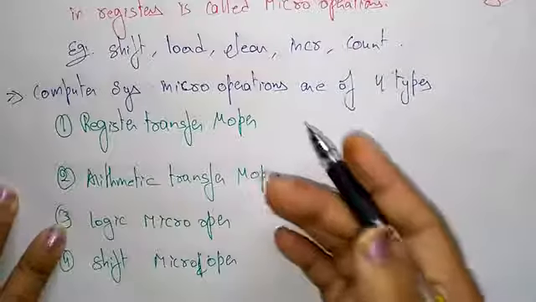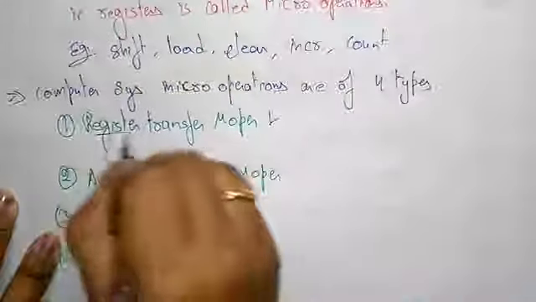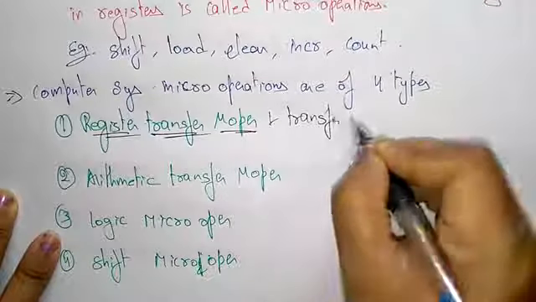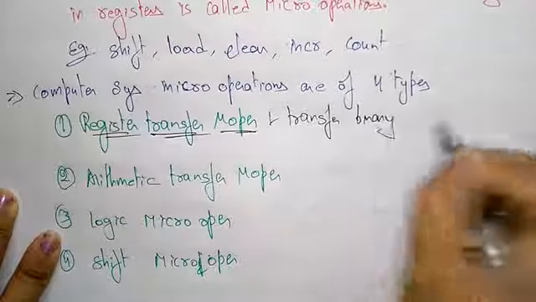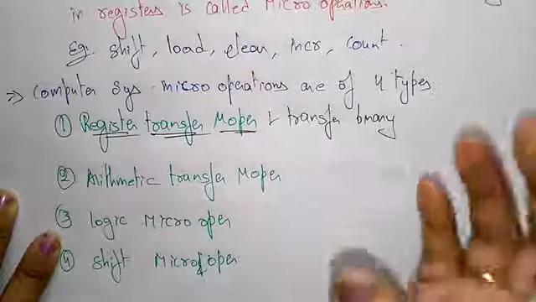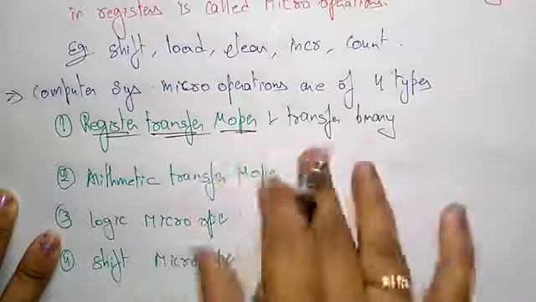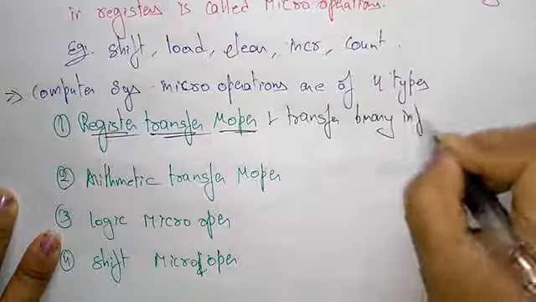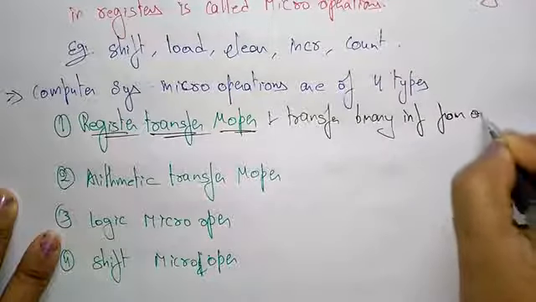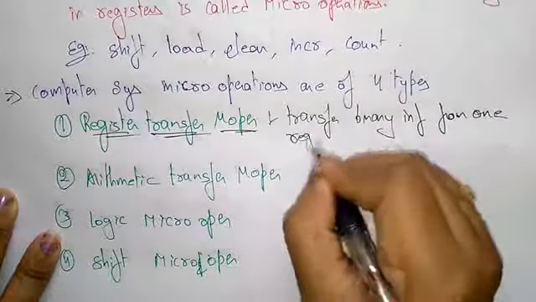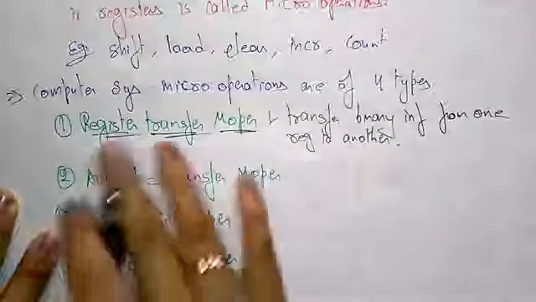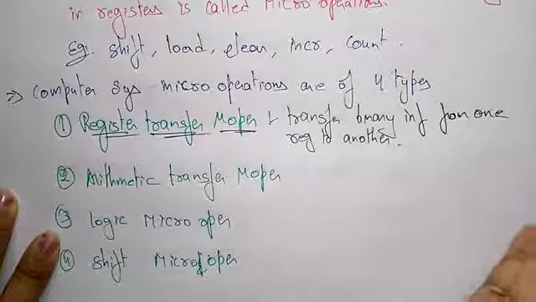Register transfer micro operation means it just transfers binary information. The register always holds binary data. So this register transfer micro operation transfers binary information from one register to another register. It doesn't do any operation, it only transfers the binary information.